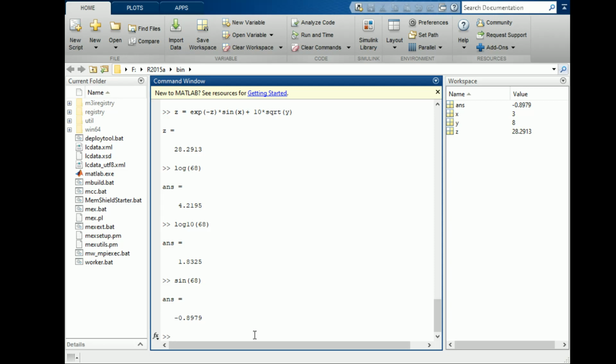MATLAB uses radians as its standard unit. Be aware of that. You can convert radians to degrees by using the command rad2deg, and in parentheses we provide the number we want. For example, pi divided by 2, which is 90 degrees. We can calculate radians from degrees by flipping the command around, saying deg2rad, and in parentheses we provide the number of degrees we want to convert to radians.